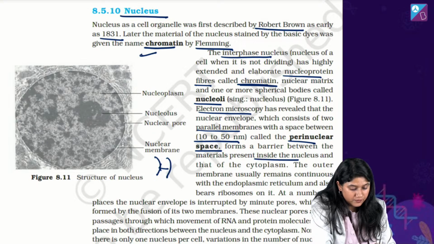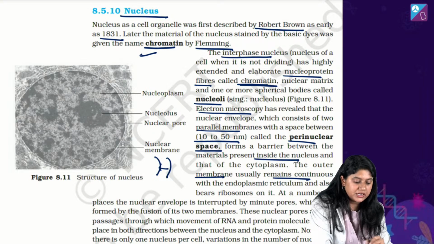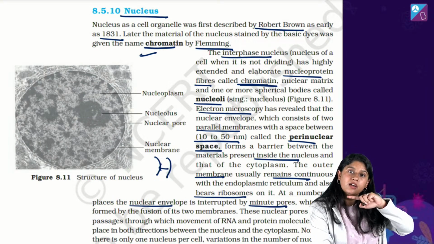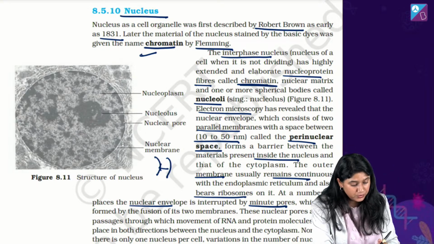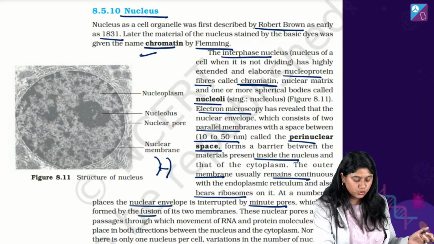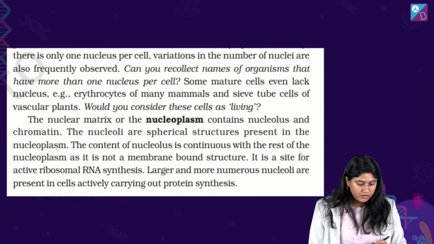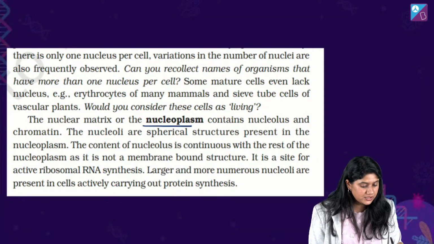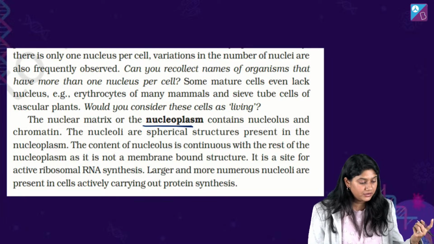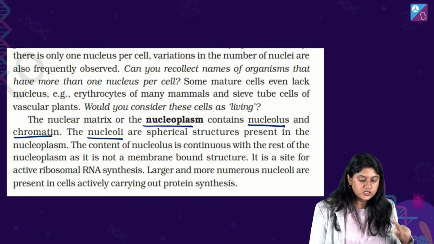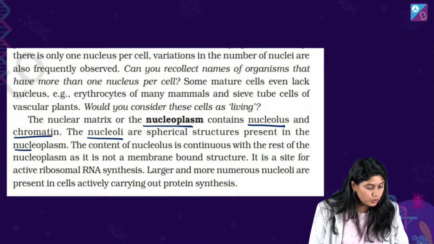Yes, then we have the outer membrane, which usually remains continuous with the ER. It has the ribosomes. Number of nuclear membrane, right? We have a lot of minute pores all around it, which play a very important role in the transportation of the RNA and the protein. What we have over here: nucleoplasm, which contains the nucleolus and chromatin, right? Nucleolus and chromatin. The nucleolus is spherical and present in the nucleoplasm.